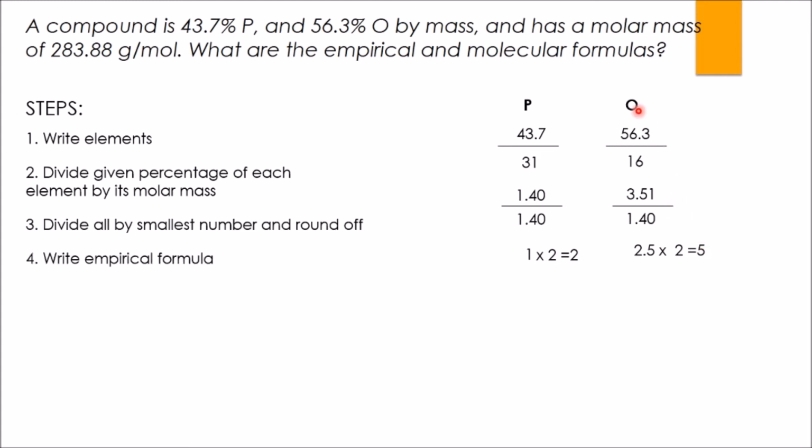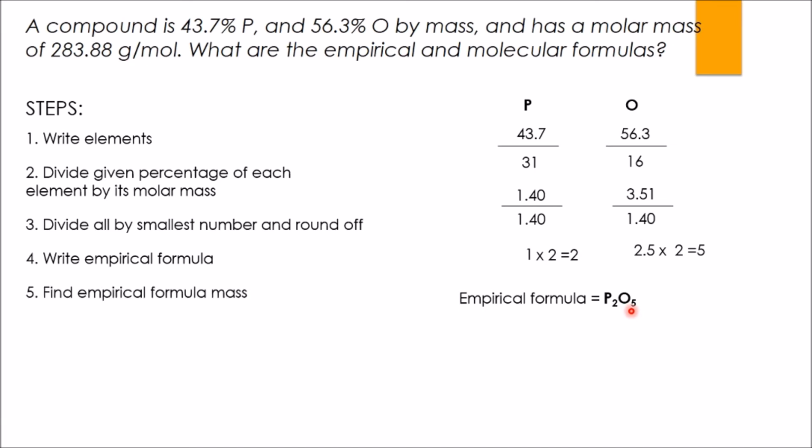Now we are going to write down the empirical formula, which is step 4. What is the way of writing down the empirical formula? We know that we have 2 phosphorus, so we write P2, and we have 5 oxygen, so we write O5. This is your empirical formula.